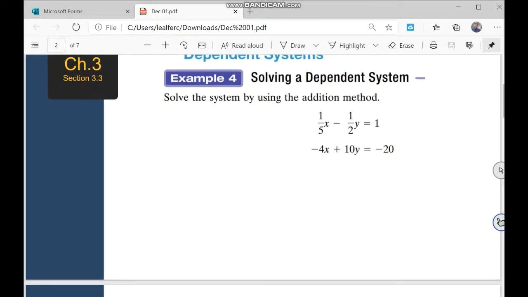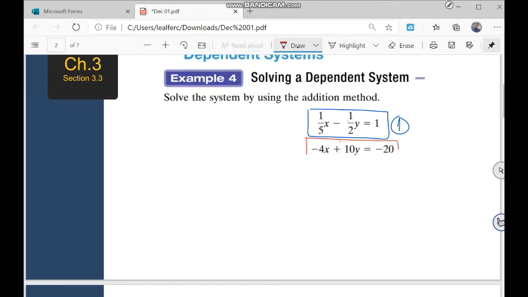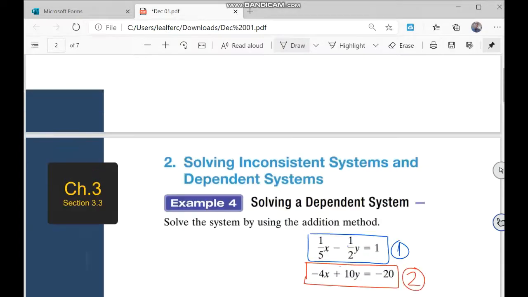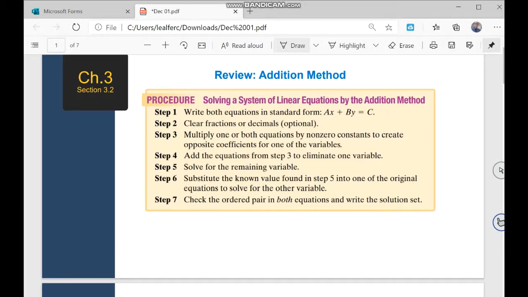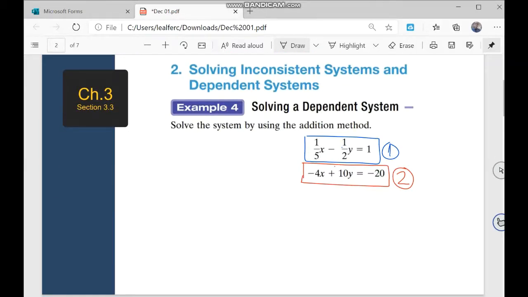Solve the system by using the addition method. Let's call the first one equation number 1, and the second one, the one on the bottom, equation number 2. Checking the step-by-step procedure, step number 1 says to write both equations in standard form. If you check this out, both equations are already in standard form, so we can skip step number 1.